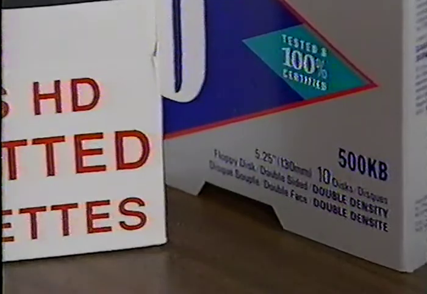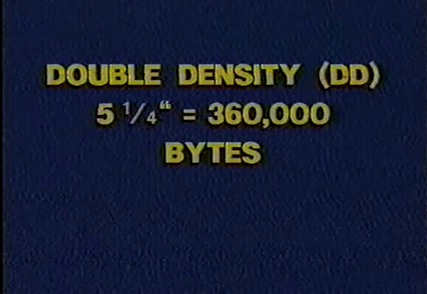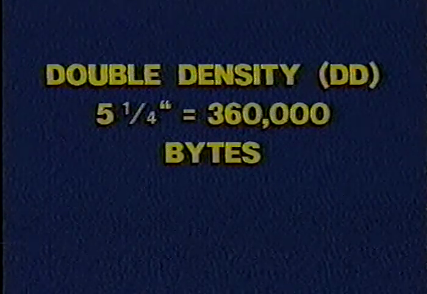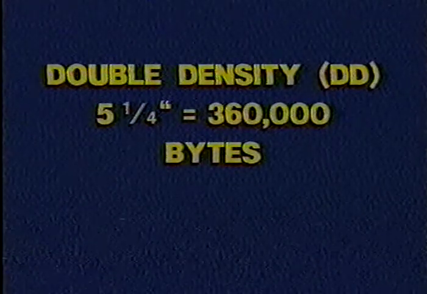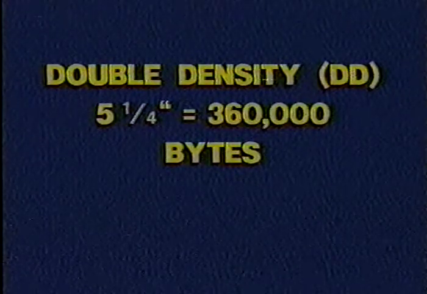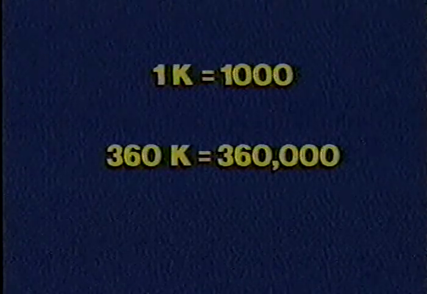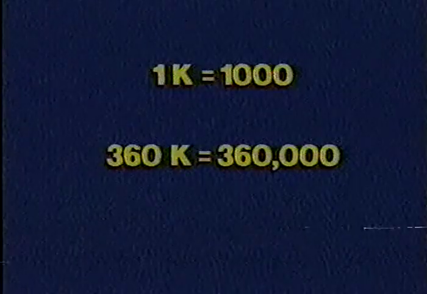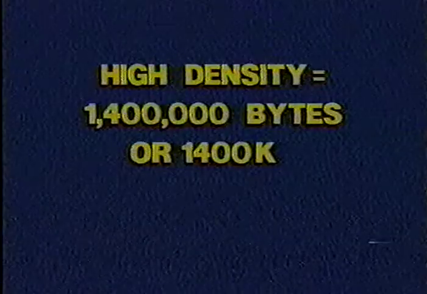The 5 1/4 inch diskette is sold in 2 basic types, double density and high density. The difference is in how much data each will store. Double density holds approximately 360,000 bytes of information, or 360K. K stands for kilobyte, which represents about 1,000 bytes. 1 byte equals about 1 keyboard character.